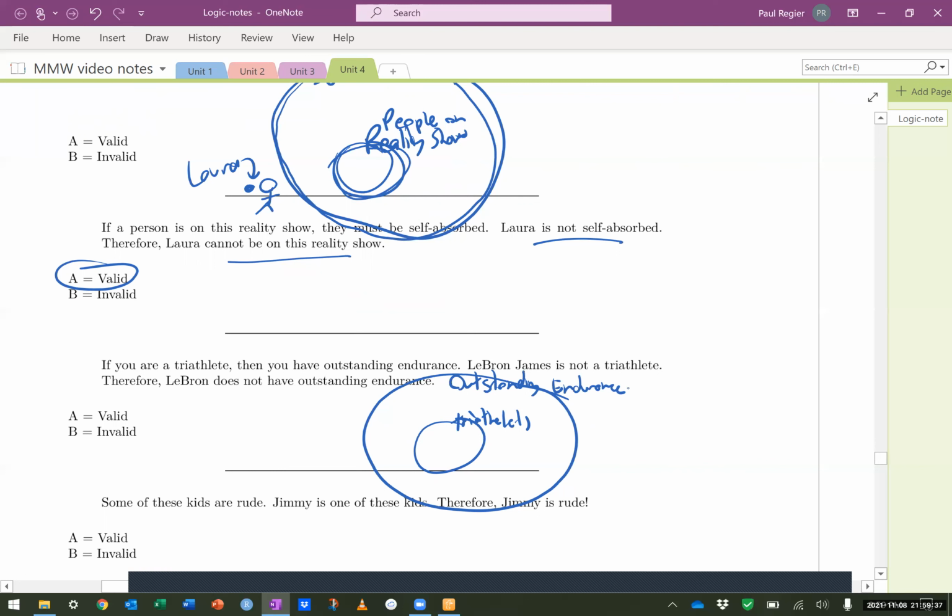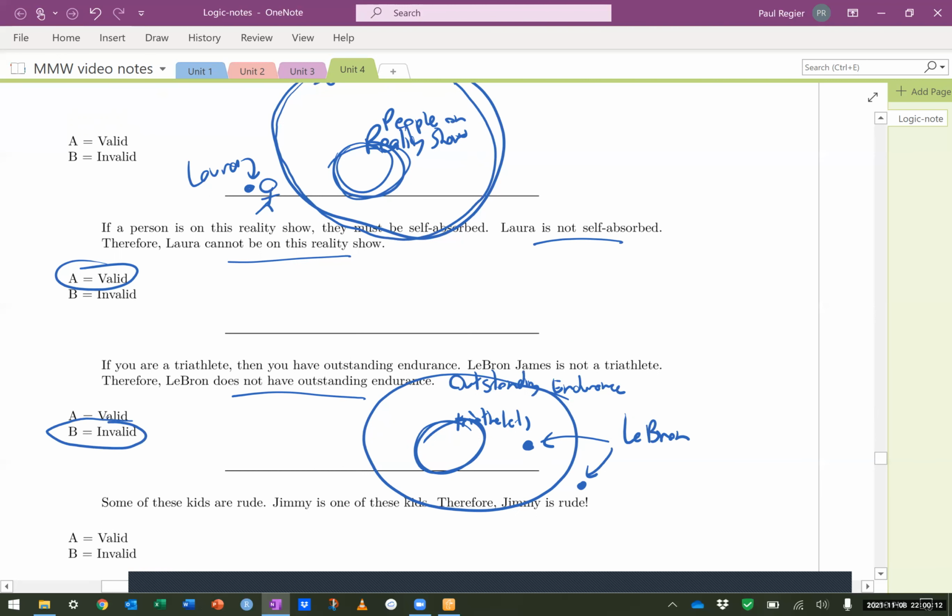So LeBron James is not a triathlete. Okay, LeBron, he's not in here. He's not in the triathletes, but he could be here or he could be here. So now what's our conclusion? He does not have outstanding endurance. That's not valid because he could still have outstanding endurance and not be a triathlete. He also might not. I don't know if he's still active, but this logic is not valid.